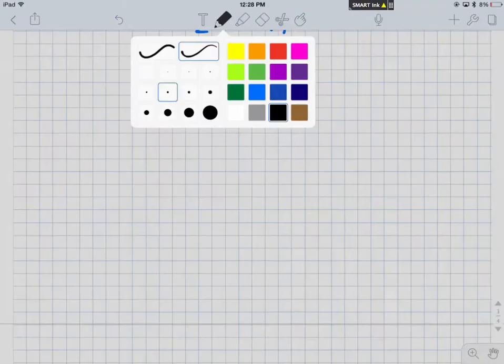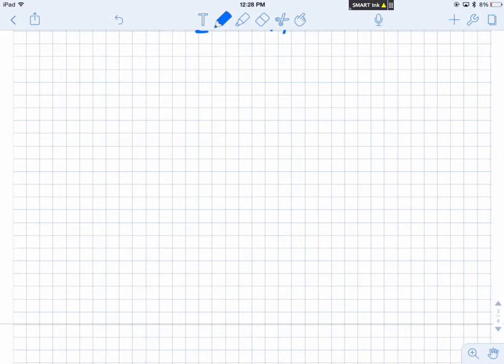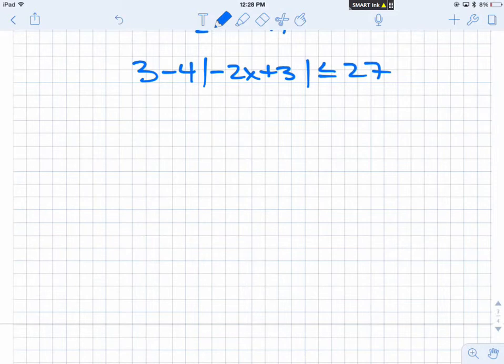Let's try solving the absolute value inequality 3 minus 4 times the absolute value of negative 2x plus 3 is less than or equal to 27. Yowza. And note to self, we've got to be real careful. I see a negative 4 that we're going to eventually divide by, a negative 2 that we're going to eventually divide by. Whoa, so we're going to have to be really careful about switching the directions of our inequalities.